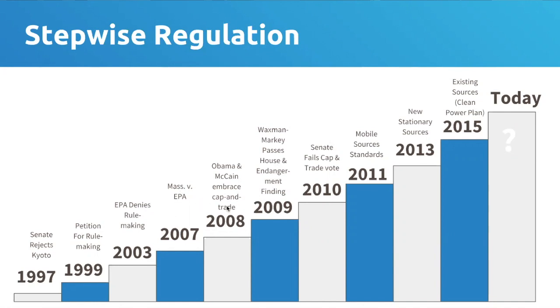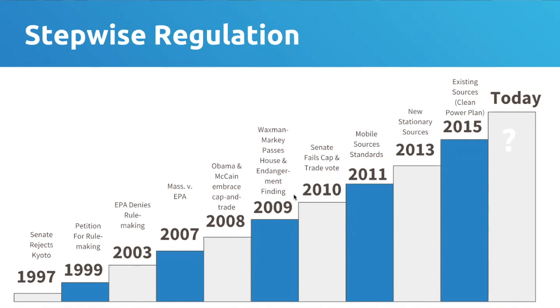2008, McCain and Obama both campaign on a cap and trade program. 2009, Waxman-Markey passes the House, and the EPA comes out with what's called the endangerment finding. Cap and trade fails in the Senate in 2010. And then what is sometimes called the stepwise regulation or the cascade of regulation on carbon dioxide begins.